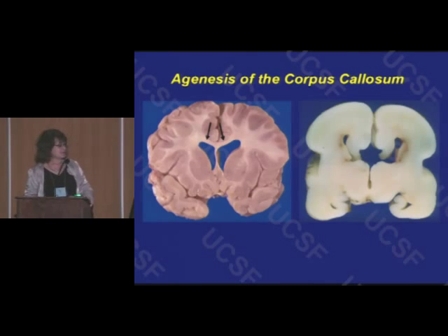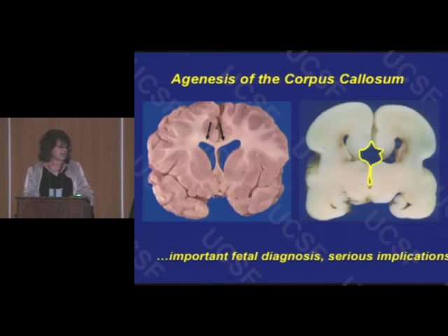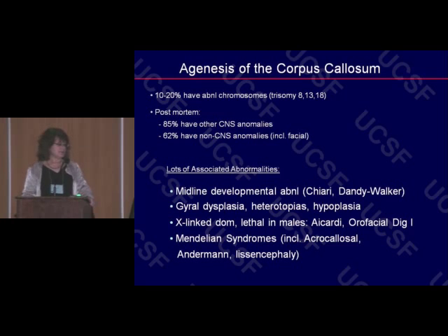So I want to start with coronal pathology specimens of a normal brain on your left and one with agenesis of the corpus callosum. There's no corpus callosum on your right. You can see the characteristic configuration of the frontal horns of the ventricles and that high-riding midline cyst. So keep that in mind as we look at the fetal sonographic images. An important diagnosis with serious implications.